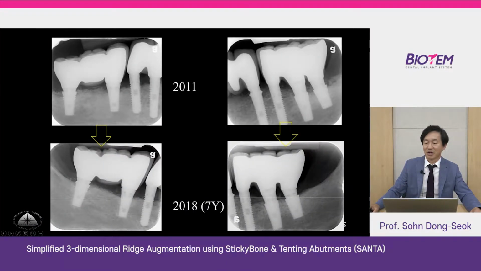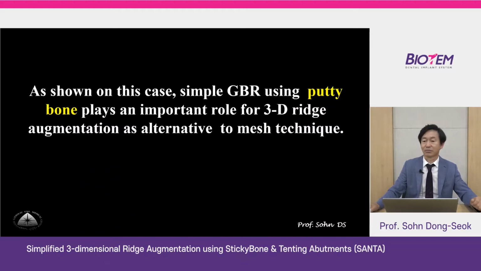This is 7 years in function. Even though I used particulate sticky conditioned bone graft with the collagen membrane for 3-dimensional ridge augmentation, space maintenance was very, very excellent. There is no reason to use the block bone or titanium mesh for 3-dimensional ridge augmentation if you have the sticky conditioned, immobilized particulate bone graft in your hand.